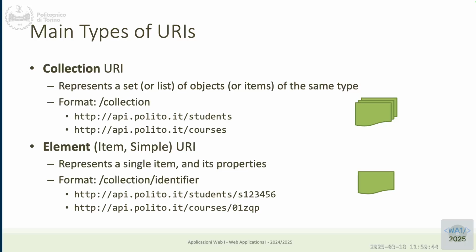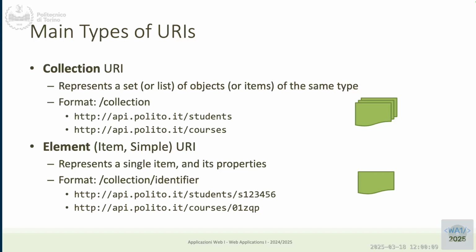We will give ourselves some rules to do that in a systematic, ordered way, so that we will have a set of URIs that describe the type of objects that we are supporting, and use the HTTP verbs to describe the type of operations that we want to do onto these objects. Okay?